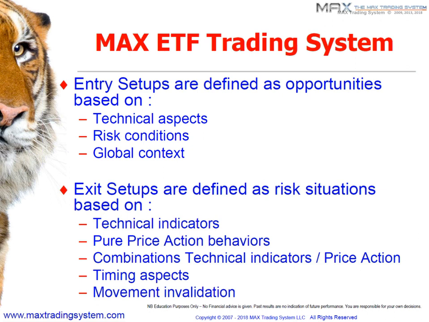And the decisions taken on these setups are always defined as risk situations. So as soon as we perceive that a risk is appearing for the trade, we have to take a decision to reduce that risk. And for the exit setups, we use several types of tools. We use technical indicators, we use pure price action behaviors, we have a combination of both. Also, we use timing aspect, especially when we day trade. There are certain periods during the day when we have more risk for the trade, and we have to take that into consideration.